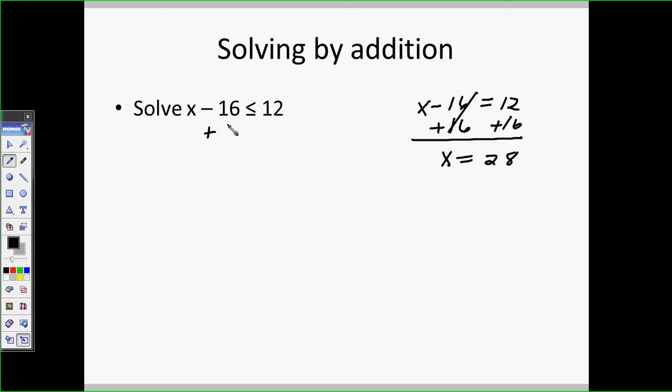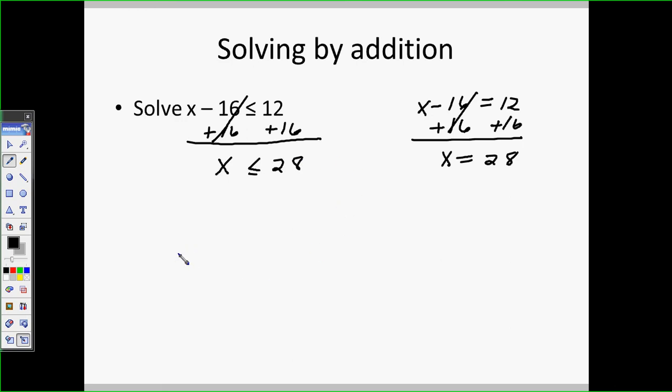So we would add 16 to each side of the inequality symbol. These two cancel. Negative 16 plus 16 gives you 0, so bring everything else down. We have x is less than or equal to 28, and we're done.